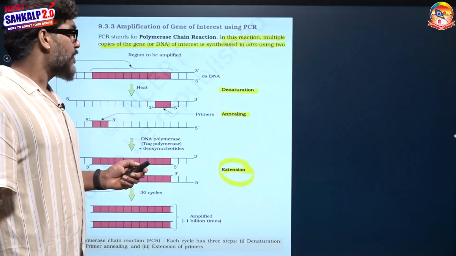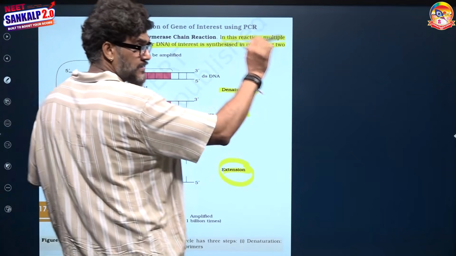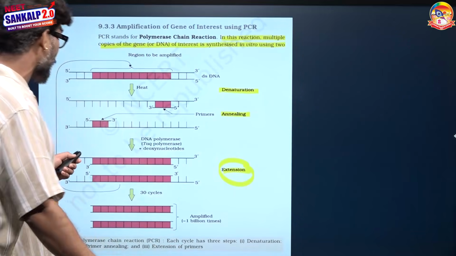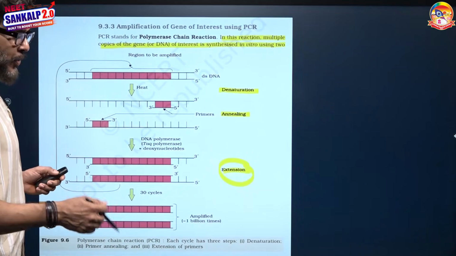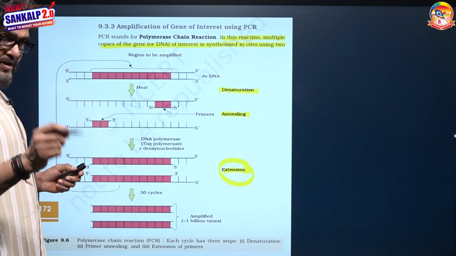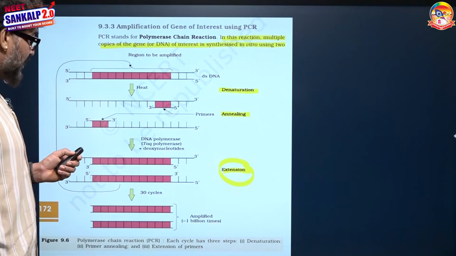So in PCR, what are we doing? Multiplication of the gene of interest by using two sets of primers. 3 steps: denaturation, annealing, extension. The DNA polymerase used is thermostable, well known is Taq polymerase obtained from the Thermus aquaticus bacteria.